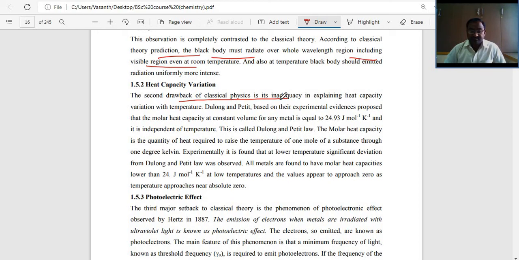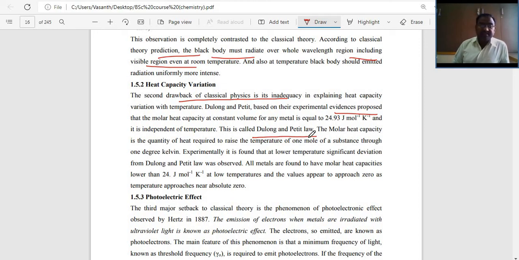Dulong and Petit, based on their experimental evidence, proposed that the molar heat capacity at constant volume for any metal is equal to 24.93 joule per mole per Kelvin, and it is independent of temperature. This is called Dulong and Petit's law.